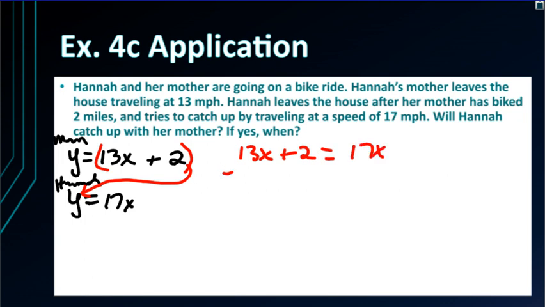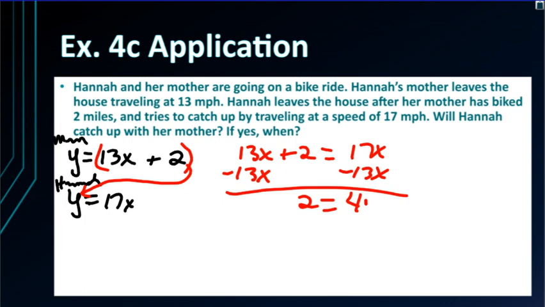You get x's to one side, I subtract 13x. End up with 2 equaling 4x. The x by itself, divided by 4. X would be half, and x would be the amount of time. So the time would be half an hour. So we would say at half an hour, about what distance would that be? I can substitute that in for x. So let's just put this in for half.